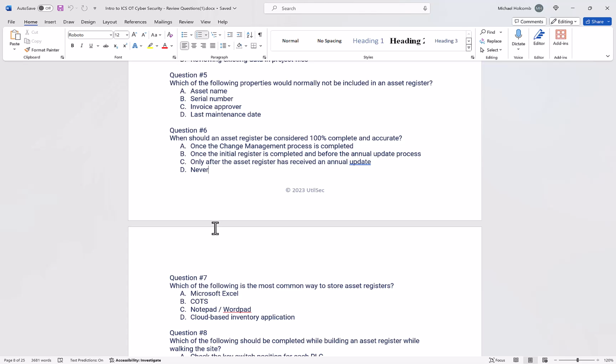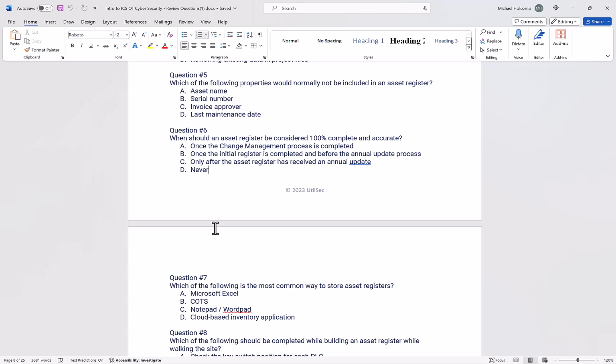Question number 6, when should an asset register be considered 100% complete and accurate? This is one of those that I always like to think about, and I've seen this over time: even if your asset register is 100% complete today, that doesn't mean it's going to be complete tomorrow. Somebody somewhere is going to make a change. Hopefully it's a technician doing it in an authorized change window with permission and not an attacker, but it could be an attacker potentially implanting something physically on the network.